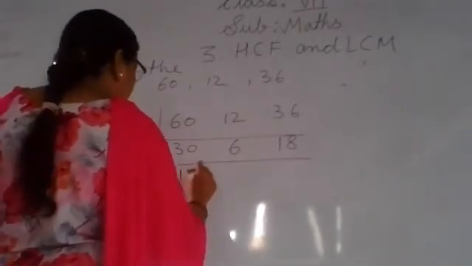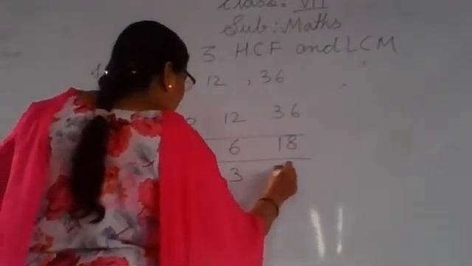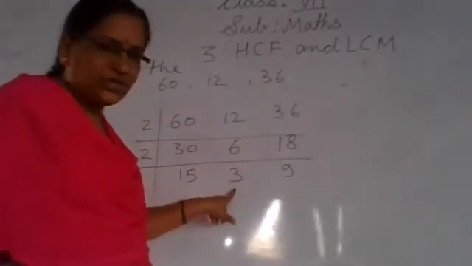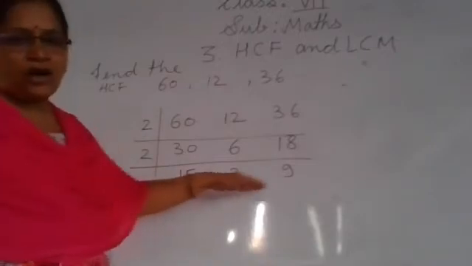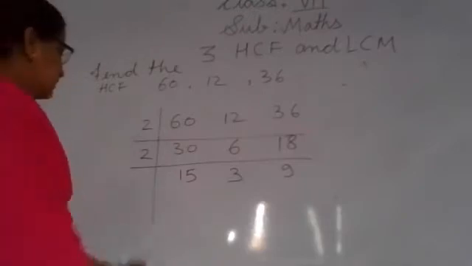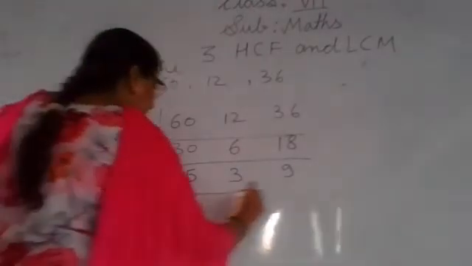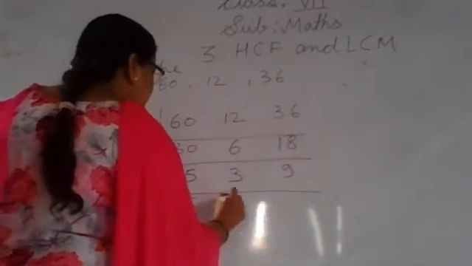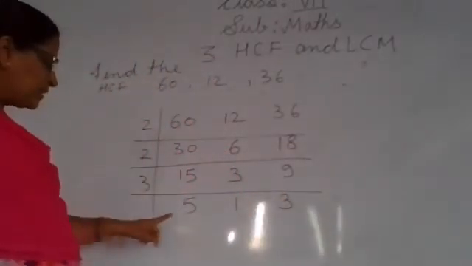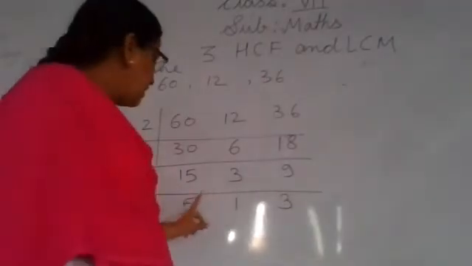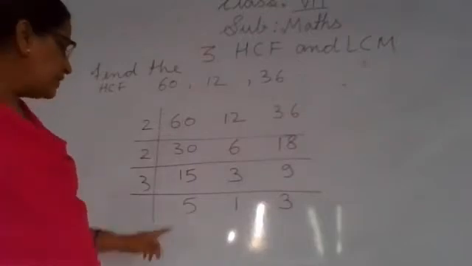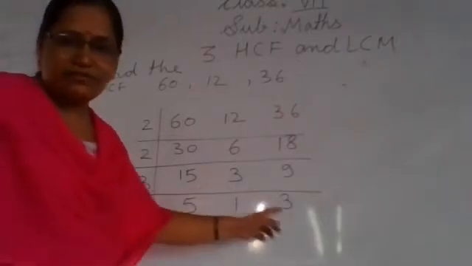2 15s are 30, 2 3s are 6, and 2 9s are 18. Now see the quotients are 15, 3, and 9. See beta, all are multiples of 3. So we will take the next prime number 3. 3 5s are 15, 3 1s are 3, and 3 3s are 9. See beta, the quotients are 5, 1, and 3. So no one number divides 3 and 5.